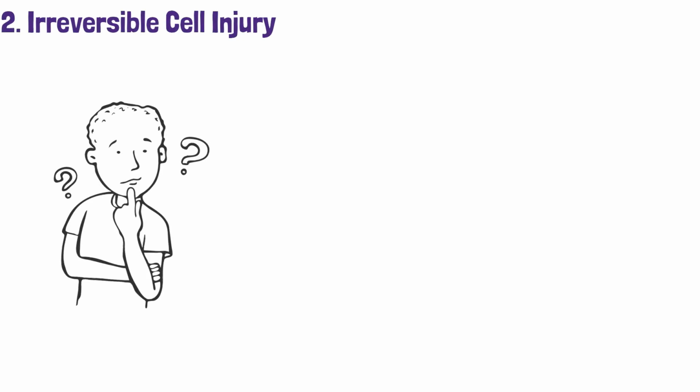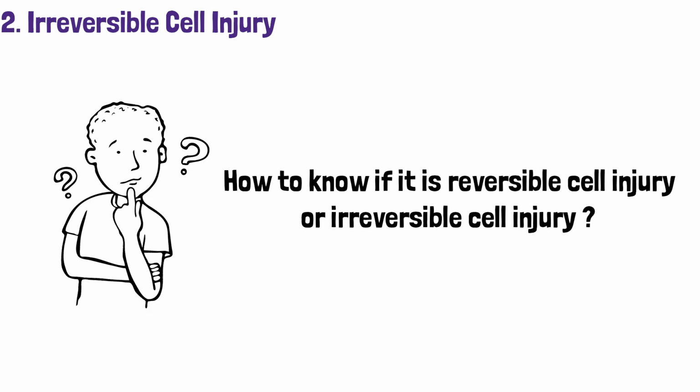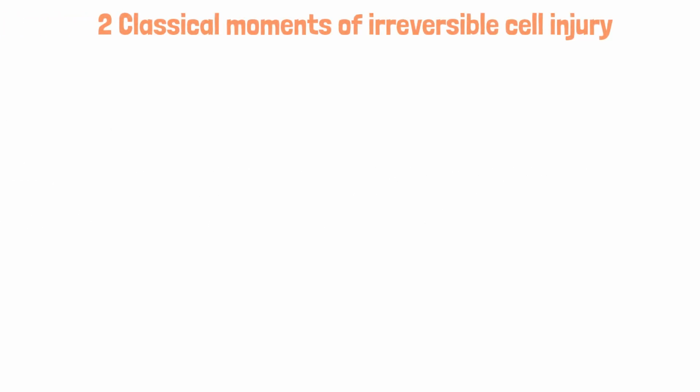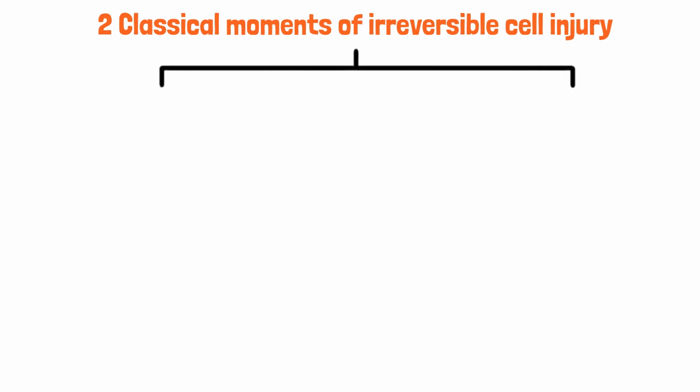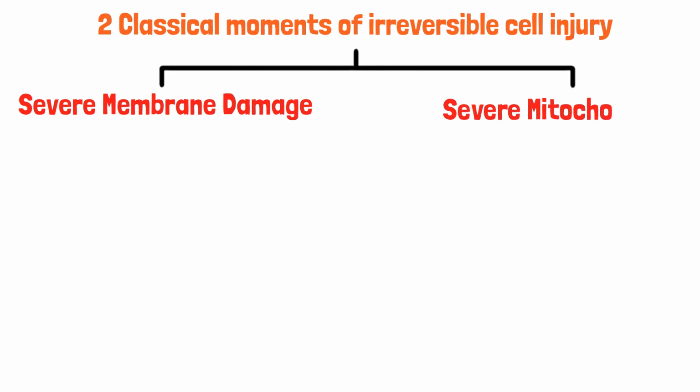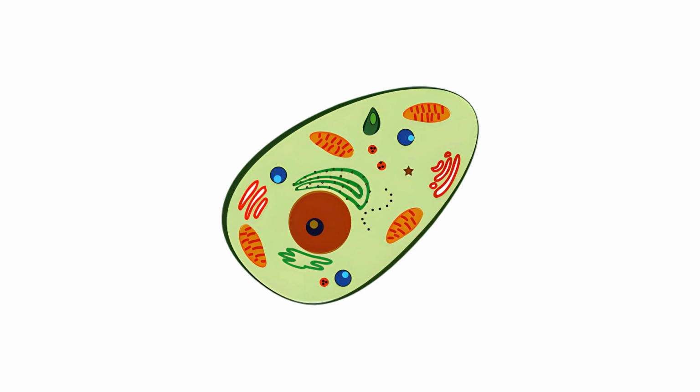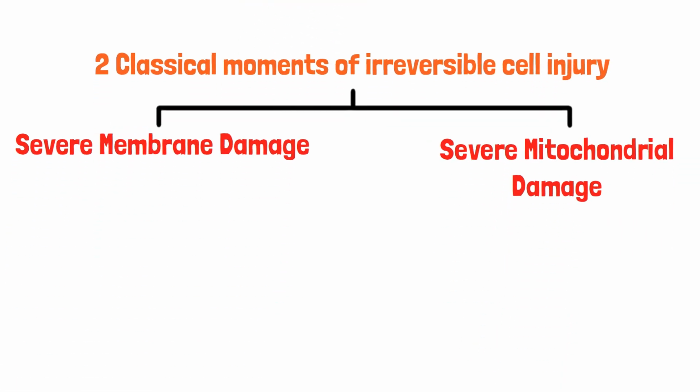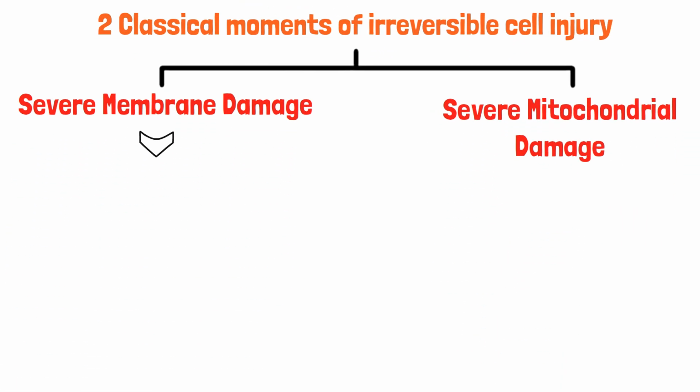So, how to know if it is reversible or irreversible cell injury? To answer this question, we need to discuss two classical moments of irreversible cell injury. They include severe membrane damage and severe mitochondrial damage. A bit of normal physiology here. As you already know, most of the calcium is outside the cell. What happens here is the cell membrane is damaged. So it leads to influx of calcium into the cell.